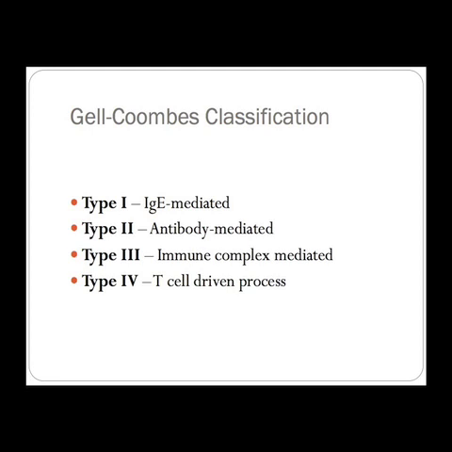The most useful way of looking at the pathogenic immune mechanisms of autoimmune disease is to consider the Gell-Coombs classification. Type 1 is IgE and is not going to be considered here. Type 2 is an antibody-mediated process. Type 3 is an immune complex-mediated process. And type 4 is a T-cell-driven process. It's important to note, however, that there usually is some crossover between all these reactions.